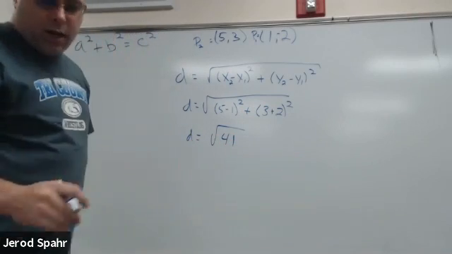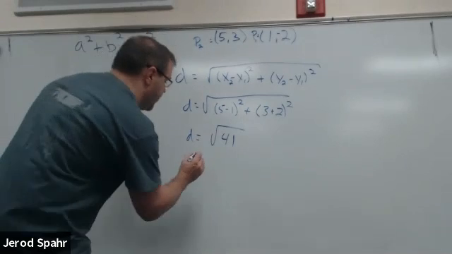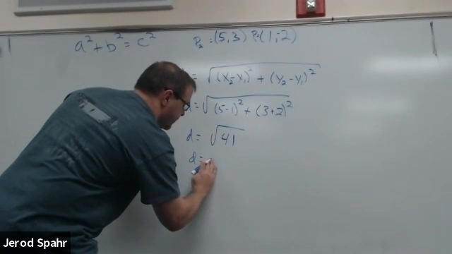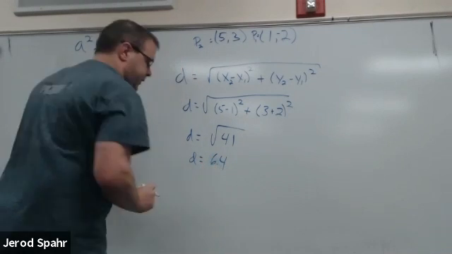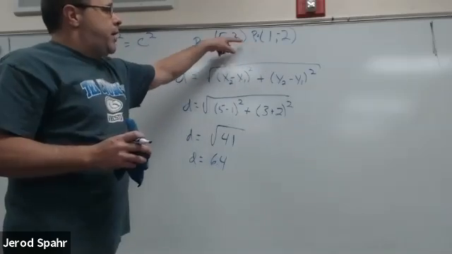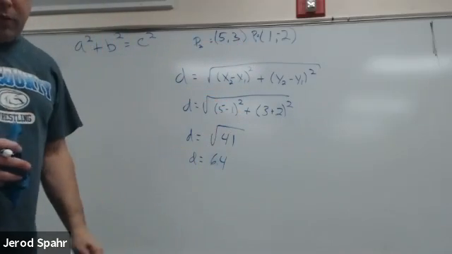Okay. The square root of 41 is 6.4. So there it is. Double check, make sure we copy the problem down right. If you copy it down right, then we usually can work it out.